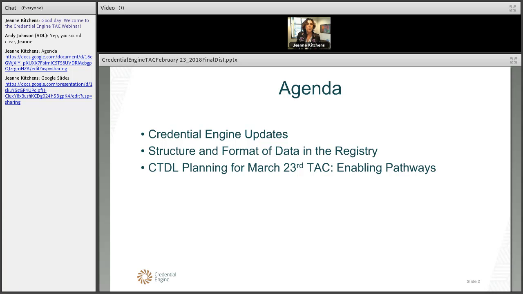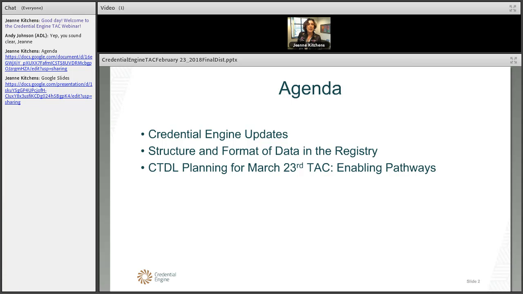So this morning, we just wanted to go over some really quick updates. We covered quite a few updates for Credential Engine during the last TAC at the end of January, so we're not going to recover all that information we covered last time. We'll just give you a couple updates on what's going on, and we're going to largely focus on the structure and format of data in the registry. During the last TAC meeting, this was requested, and so this is a follow-on to that request.